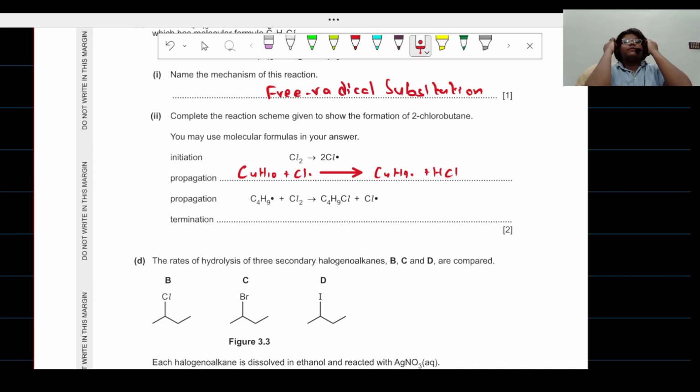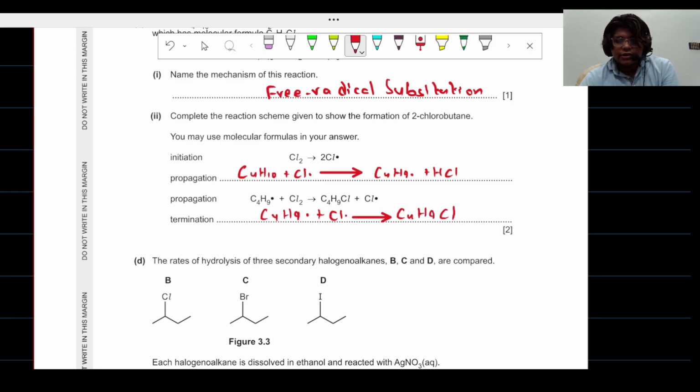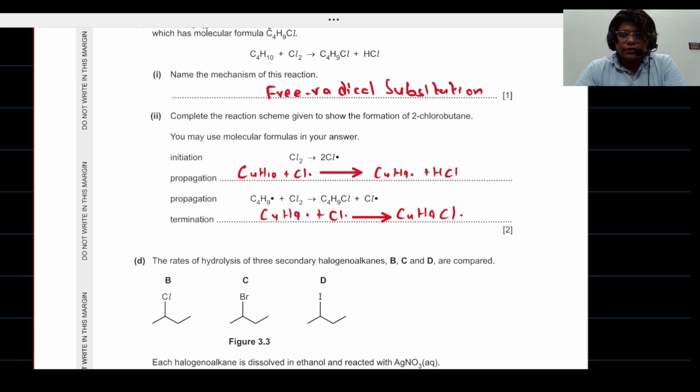Now once you have this, so now these two free radicals, C4H9 and the chlorine free radical, in the termination step, these two will react, right, to give you the C4H9Cl, right? So this is the reaction scheme for the production of chlorobutane, right? So that's what you need to show here.